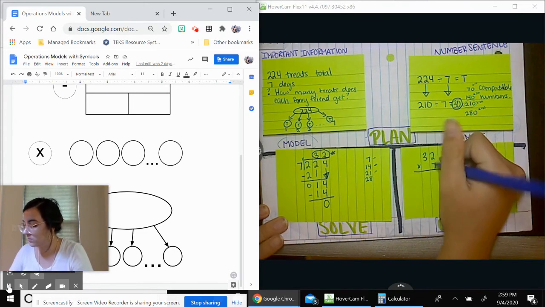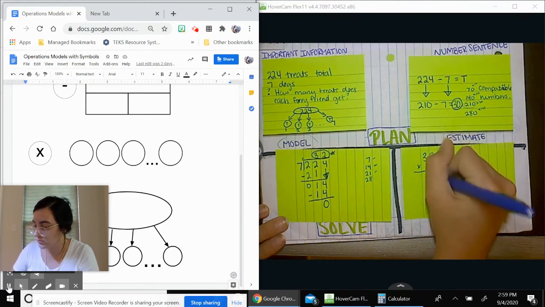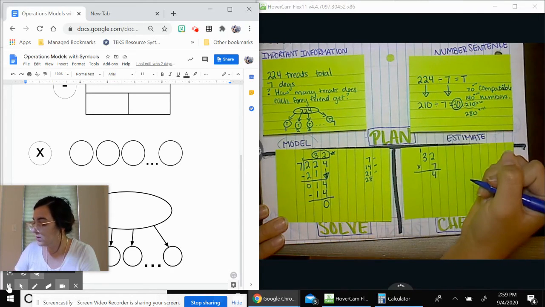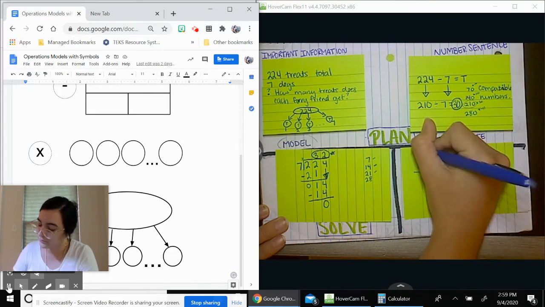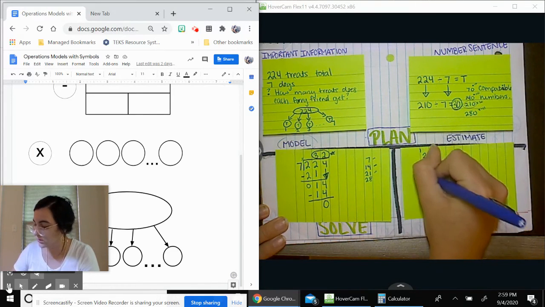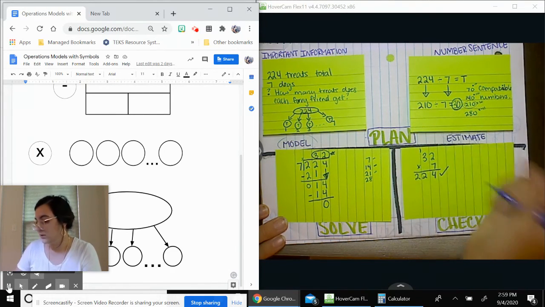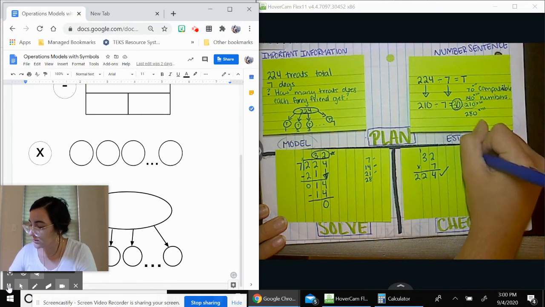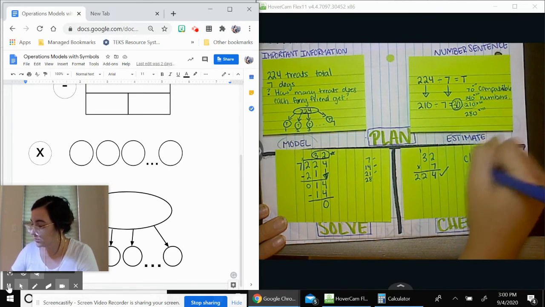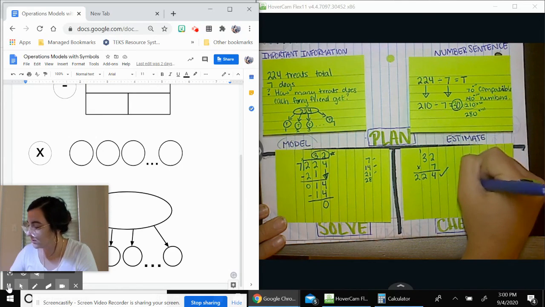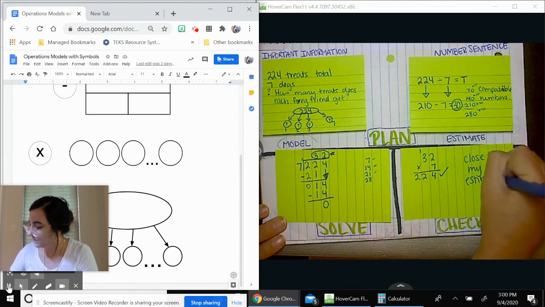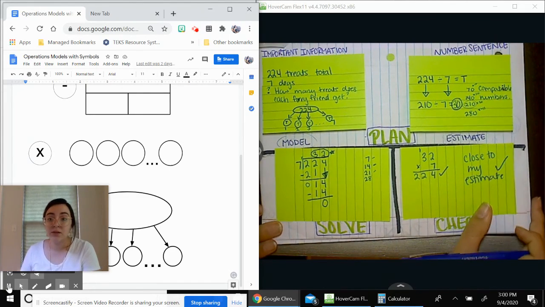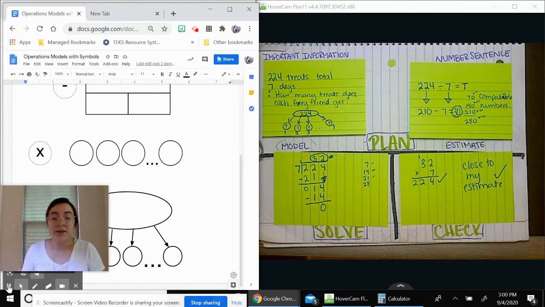So let's see if we were right. 7 times 2 was 14. 7 times 3 is 21. Plus 1 is 22. So yes, because I checked it with multiplication and because it is close to my estimate, that tells me that I am done with this problem and I got it correct.